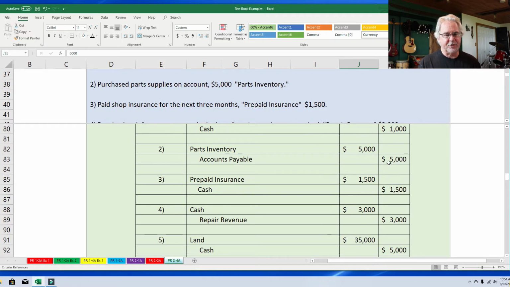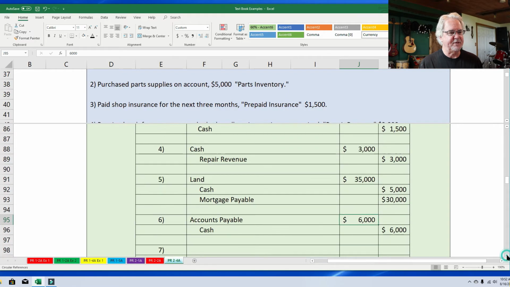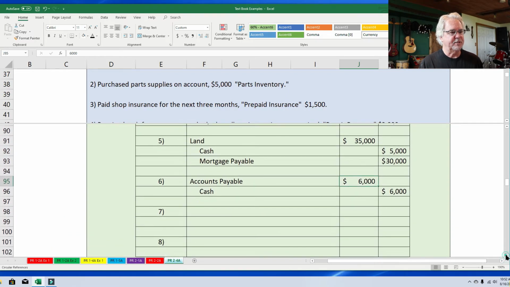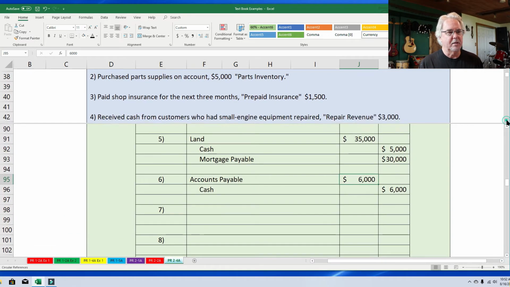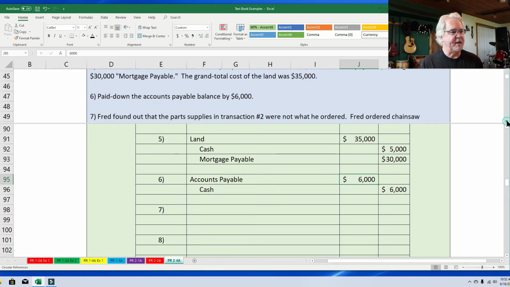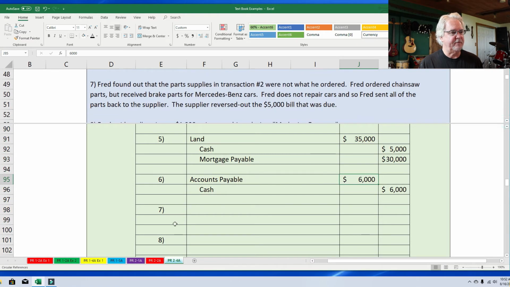So Fred had to undo all this, and he had to get credit for these parts that he sent back. So he doesn't have these parts anymore. So what we're going to do is we're just going to reverse what we did here in number 2. We'll do just the exact opposite, and it'll clean out those accounts. And it's important to do that, because if he doesn't, he might think that he owes money to a supplier and accidentally pay them again. And some suppliers are not very nice about returning money.